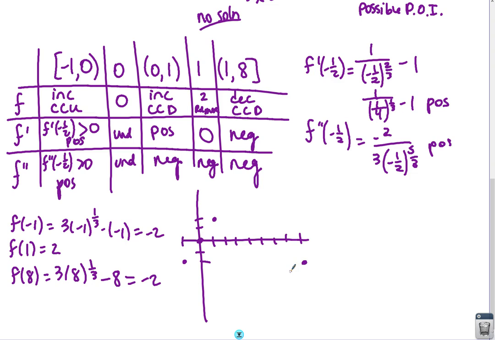Okay, for this piece right here, from -1 to 0, my function is increasing and concave up. From 0 to 1, it's still increasing, but now concave down. I have a relative max at 2, and then my function is decreasing and concave down. Oh, and it crosses at that root somewhere in there. There you go. So that's what your graph looks like. Ta-da! How lovely is that?